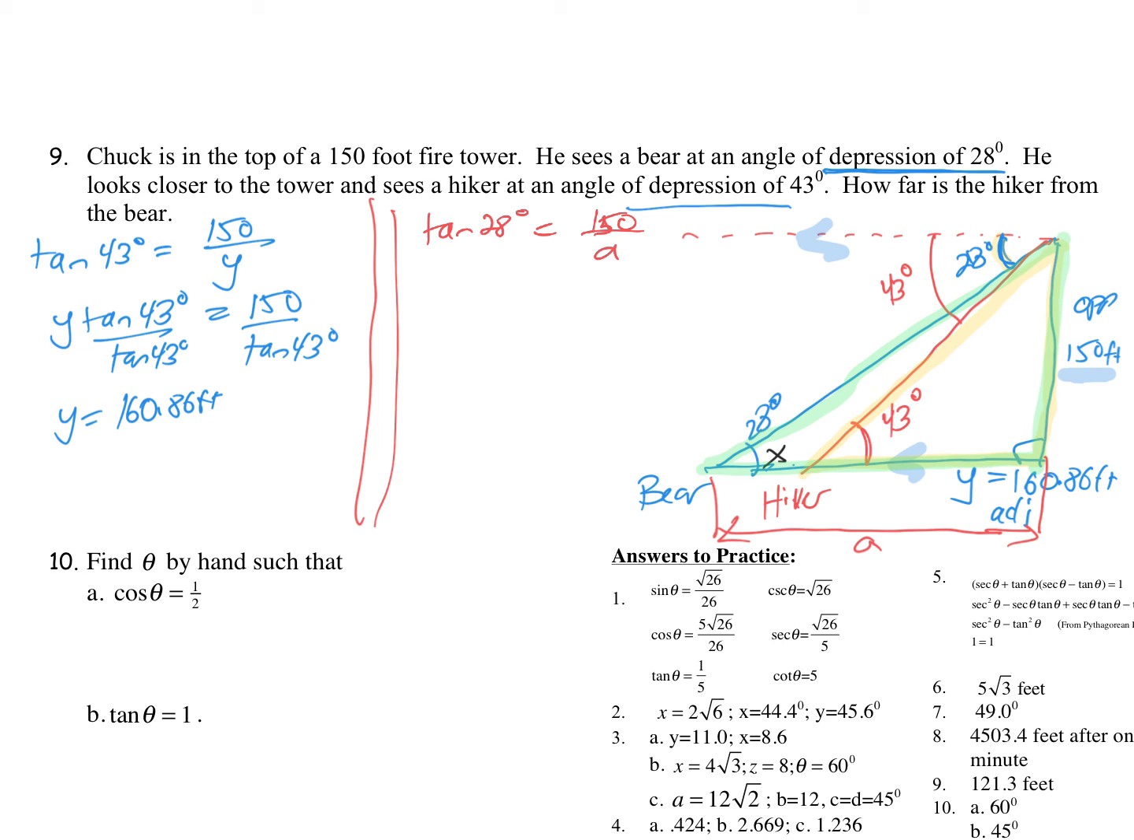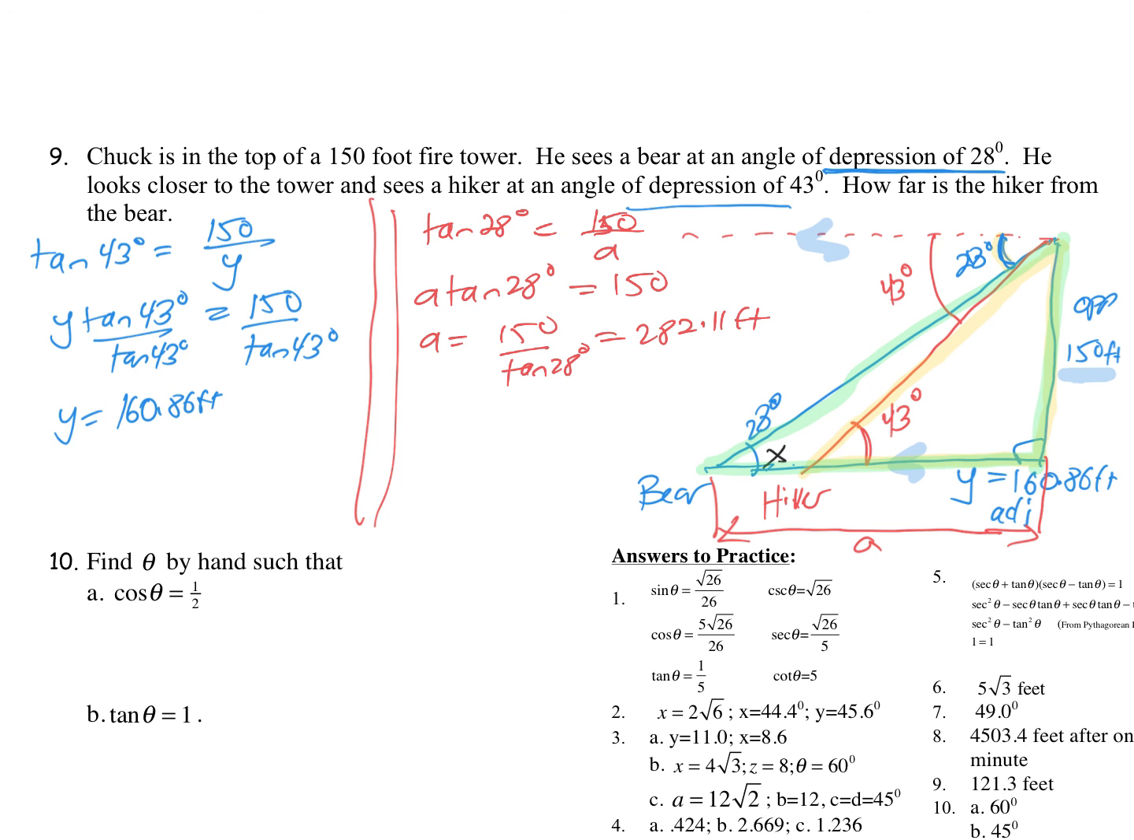So let's solve for A. Multiply both sides of the equation by A. So A tangent 28 equals 150, and then A is 150 over tangent 28. If we enter that into our calculator, we'll get that A is 282.11 feet. But really what we're asked to find is the distance between the hiker and the bear.